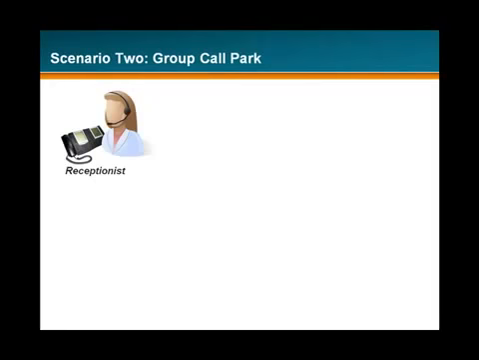Our second scenario is a car dealership who has a dedicated receptionist and has just deployed new SIP-based phones for all of their users. They are looking for a way to manage incoming calls for employees who are seldom at their desks. Thus, they have chosen to deploy Group Call Park using banks of extensions that are assigned by an administrator to each different department.